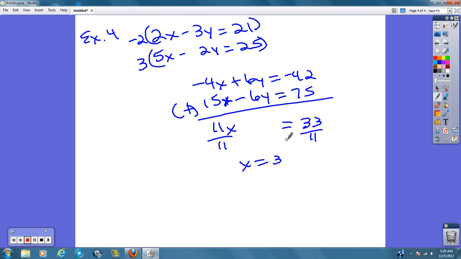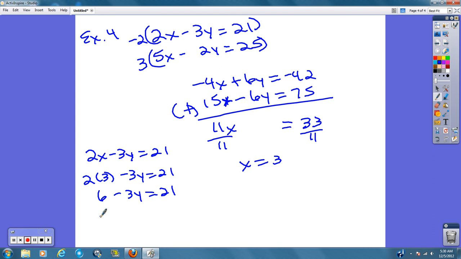So notice what you see here is I had to do something to both equations in order to make them work. Let's go back to the first one. Numbers are smaller, so I want to work with that. So I have 2x minus 3y equals 21, and I always go back before I changed it. So 2 times 3 minus 3y equals 21. So we have 6 minus 3y equals 21. Minus 6, minus 6. So negative 3y equals 15. Divide both sides by negative 3. y equals negative 5. So my ordered pair is 3, negative 5.